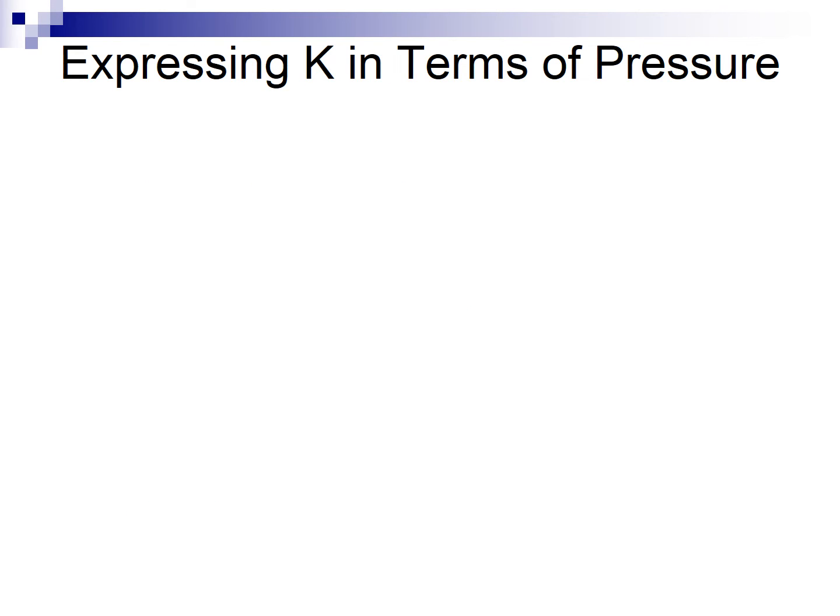In addition to expressing the K in terms of concentration, the Kc that we've been mentioning, we can also express K in terms of pressure. We know that PV equals nRT. If I divide both sides by V, I get nRT over V, and we know that n moles over V volume is molarity. So we can express pressure as being molarity times RT.